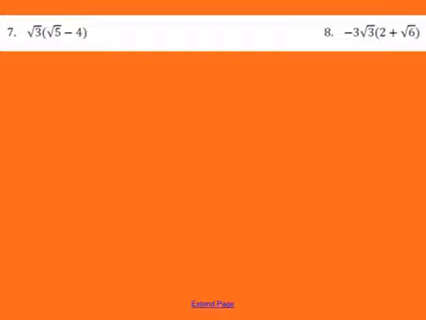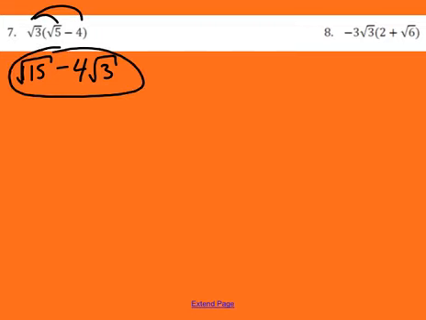Alright, now if you flip over to the back, number 7 is going to be the first opportunity that we have where we get to distribute. Alright, so square root 3 times square root 5 would be square root, 1 and 1 is 1, 3 times 5 is 15. Keep this minus sign, square root 3 times 4, 1 and 4 is 4, and then this is square root 3. I'm actually done right now. Right, there's nothing else I can do there. Right, square root of 15 doesn't really reduce.